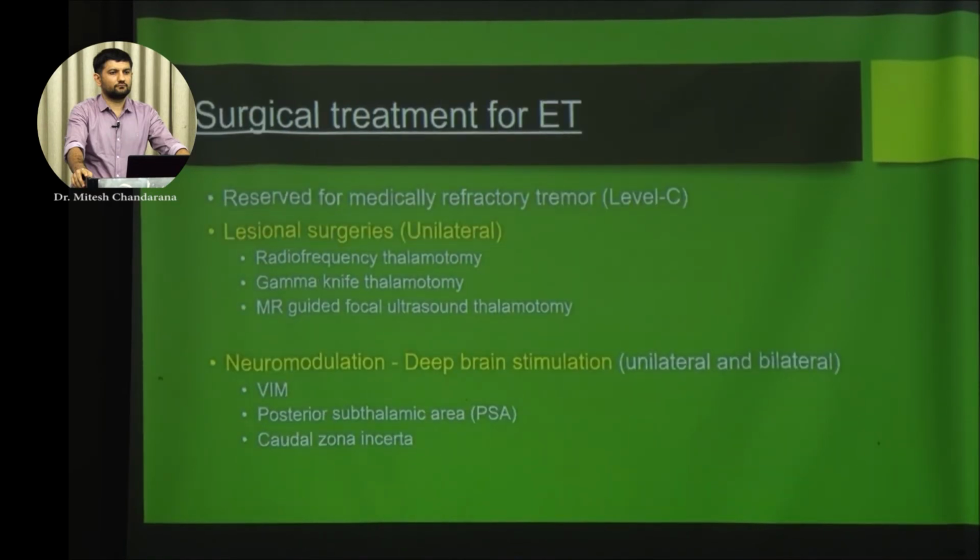Surgical treatment. It is reserved for the medically refractory tremor cases. The surgical therapies are of two types: lesional surgeries and neuromodulation. Lesional surgeries include radiofrequency thalamotomy, gamma knife thalamotomy, and MRI guided focused ultrasound thalamotomy, which is a newer thing. And deep brain stimulation, unilateral as well as bilateral. The most common target is VIM nucleus of thalamus, and there are two other targets also.